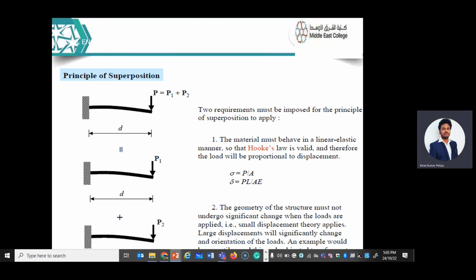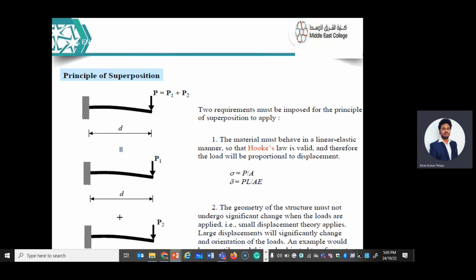After all, I asked you what Hooke's law is because Hooke's law says that stress is directly proportional to the strain. To understand this point, you should be aware of three things: elasticity, plasticity, and rigidity. Do you remember the definition of elasticity? What do you mean by elasticity? Yes, you're right.